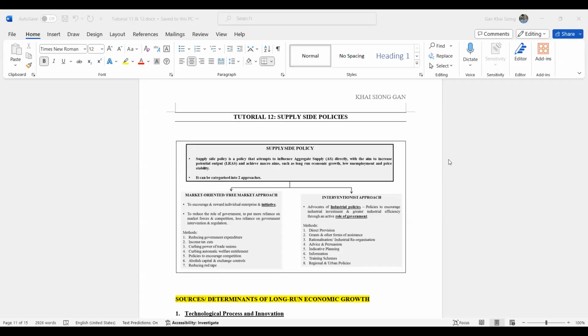Okay, so for tutorial 12, we are going to look into supply side policy. As the word suggests, we talk about supply side policies. It is used to influence the aggregate supply in the economy. The purpose of supply side policy is to influence aggregate supply, or AS. When we talk about aggregate supply, that means we are referring to the total outputs.